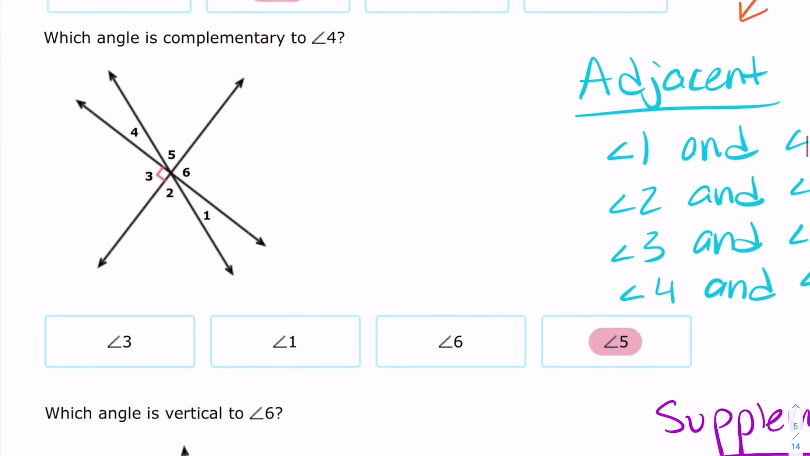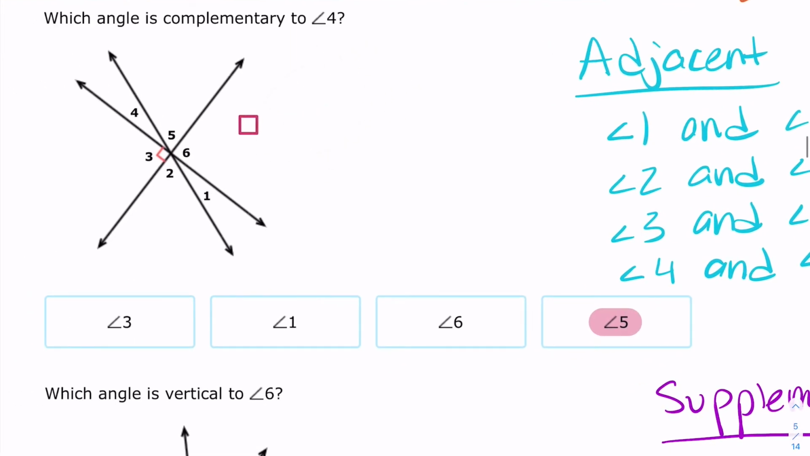Okay, one more time. Here we go. Yeah, sometimes it just gets weird. It doesn't want to do stuff. All right. There we go. Those are my right angles. And 4 and 5 are complementary.